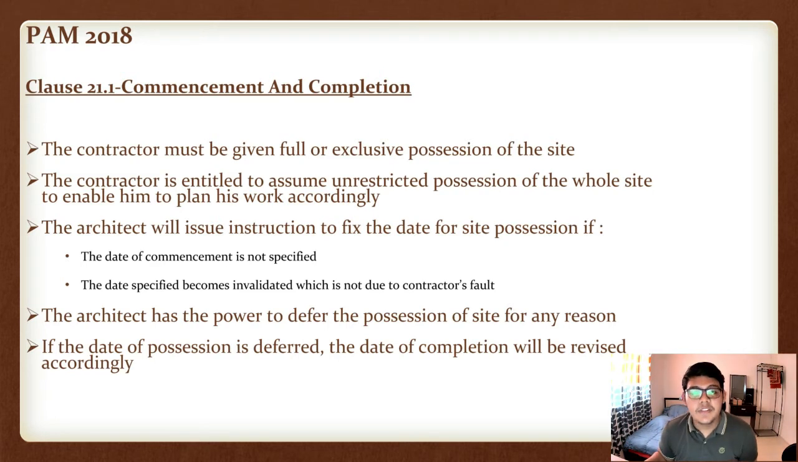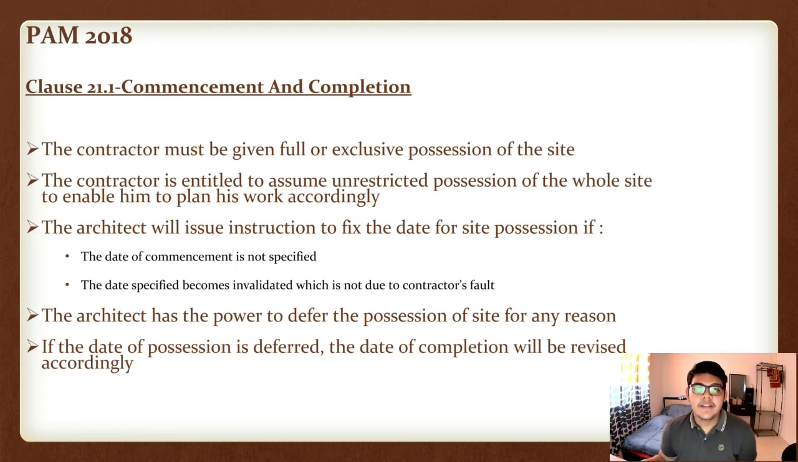The architect will also issue instruction to fix the date for site possession if the date of commencement is not specified, or the date becomes invalid, which is not due to the contractor's fault. The employer will then refer the possession of site to a new date.